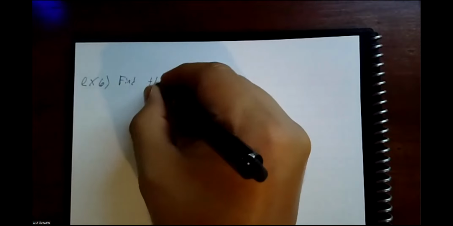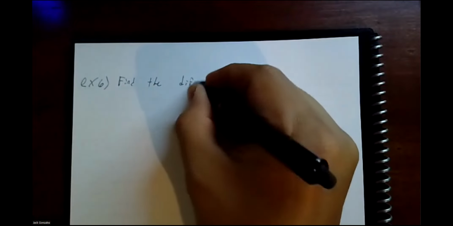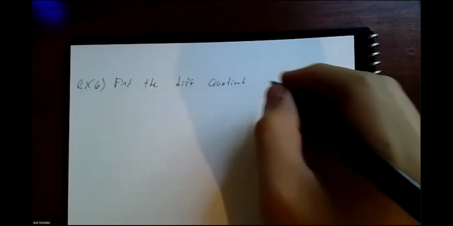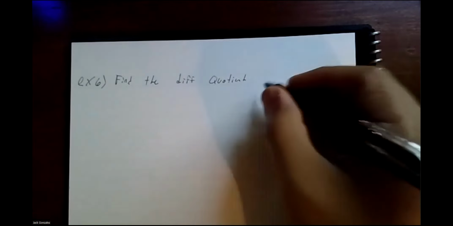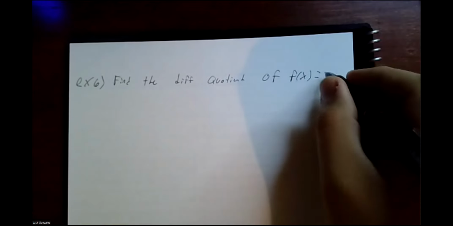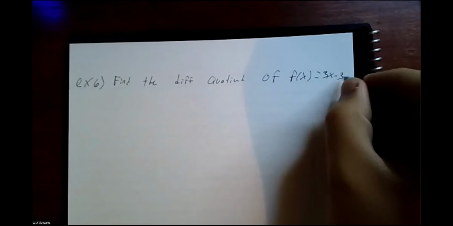Example 6. Find the difference quotient. So this is not difficult, it's just tedious because it's algebra heavy. So that can be hard if you're a little rusty on the algebra. But the idea is just a formula.